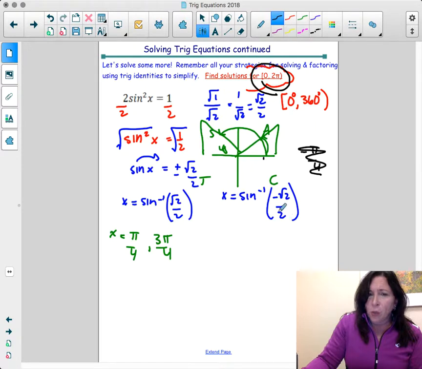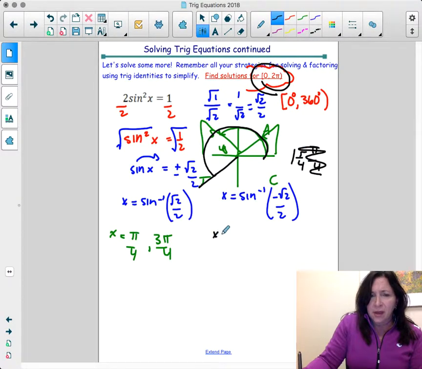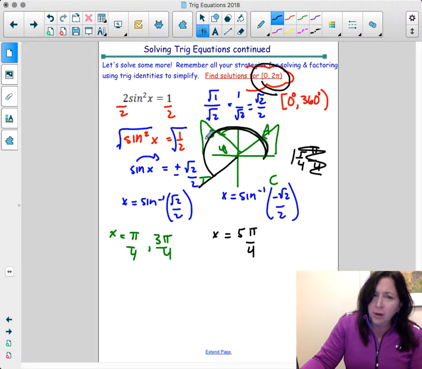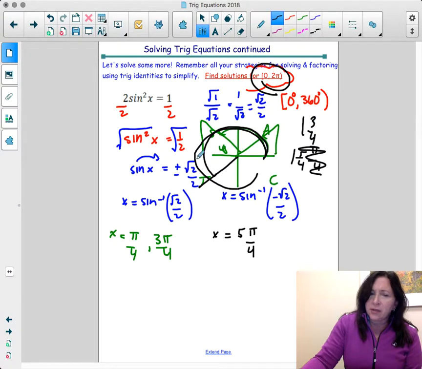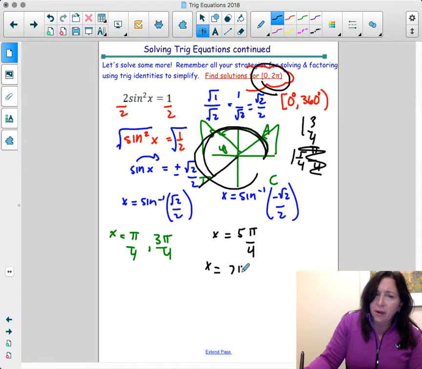For this one, where is sine negative root 2 over 2? It's going to be here at 1 and 1/4. So 1 and 1/4 is x equals 5 pi over 4. And then from here, 1 and 3/4. So 1 and 3/4 is x equals 7 pi over 4.